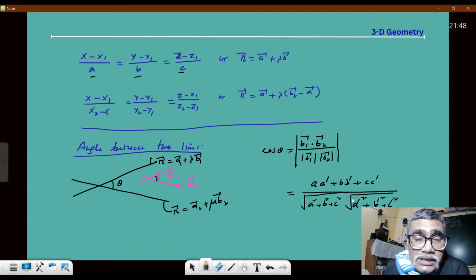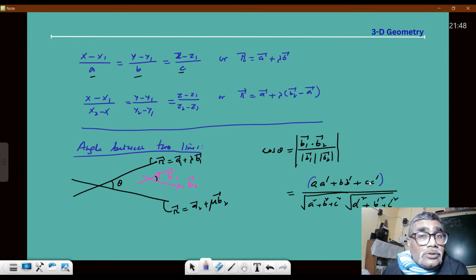And from here only you can get the perpendicularity, which I'll not write separately. Here only I'll tell you. Perpendicularity means theta is 90 degrees. Theta 90 degrees means cos theta is 0. It means your numerator should be 0 for this expression. So numerator is 0 means this quantity should be 0. If a a dash plus b b dash plus c c dash is 0, then you can say that the lines are perpendicular.